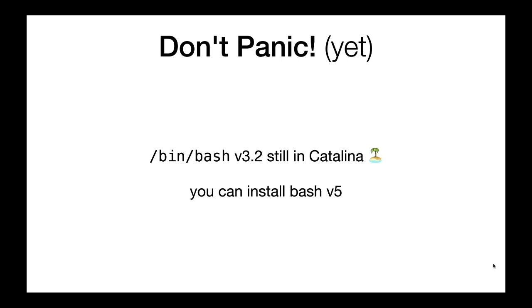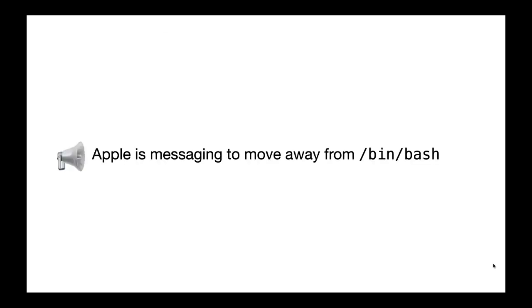And even if you don't like Z shell, you can switch back to /bin/bash, or you could install Bash version 5, which gives you all the goodness and all the modern Bash stuff. It's not trivial to install Bash version 5. You could use brew, or I have a post on my weblog that explains how to install Bash version 5 without brew.